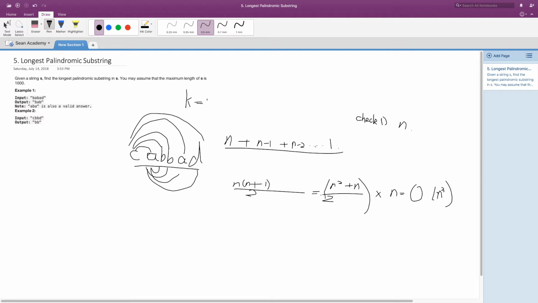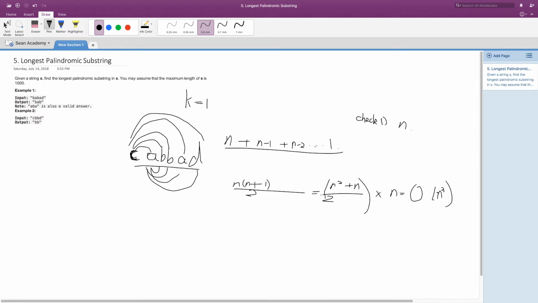When k equals 1, that means the substring is just one character, like A, B, B. Every single character is a palindrome because it fits the definition: the first character of this substring is C, so the last character is also C. So this definitely is a palindrome.